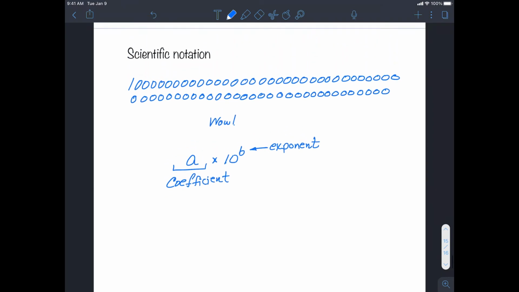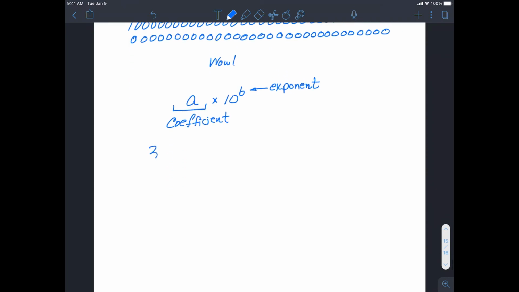So if we write the number 3.5 times 10 to the third, the coefficient is 3.5. The exponent is 3. Now what this means is 3.5 times 10 to the third, and 10 times 10 times 10 is 1,000. So that's 3.5 times 1,000, which equals 3,500.